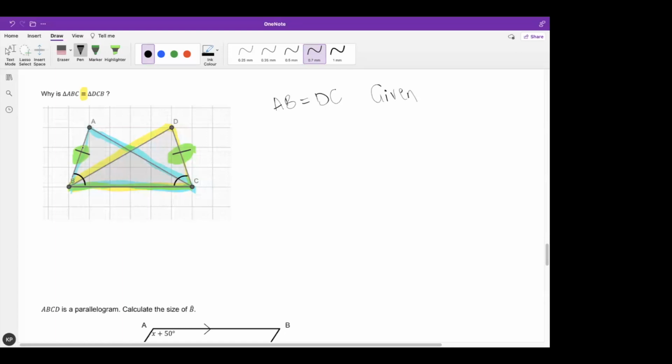What else can we do? Angle B is equal to angle C. There we go. Angle B is equal to angle C. What's my reason? Given. It was given. Okay. So we have a side and an angle. Now what's going on?